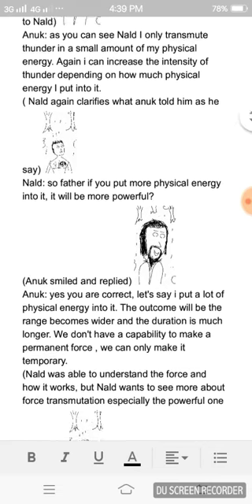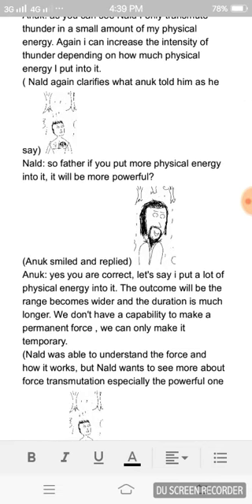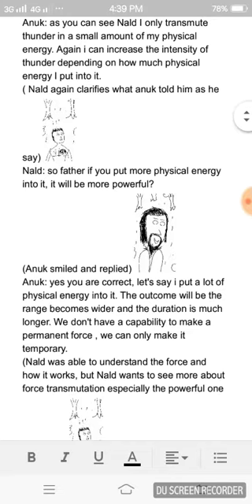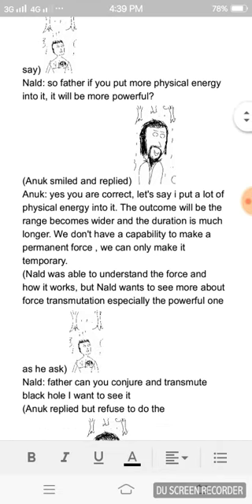Anuc smiled and replied, "Yes, you are correct. Let's say I put a lot of physical energy into it, the outcome will be the range becomes wider and the duration is much longer. We don't have the capability to make permanent force. We can only make it temporary." Nald was able to understand the force and how it works.